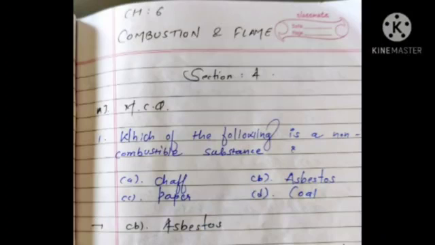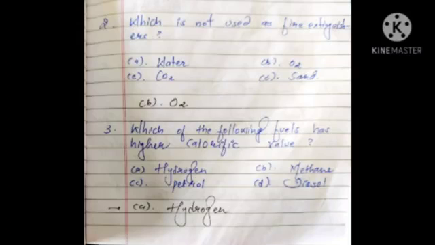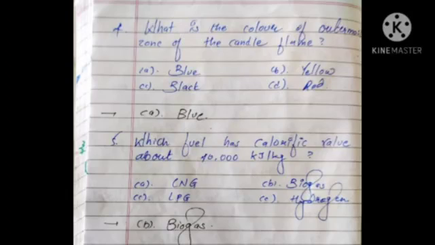Now taking chapter number 6, Combustion and Flame, and the first MCQ is which of the following is a non-combustible substance, and the answer is asbestos. Second one is which is not used as fire extinguisher, and the answer is oxygen. Third one is which of the following fuels has higher calorific value, and the answer is hydrogen. Fourth one is what is the color of the outermost zone of the candle flame, and the answer is blue.